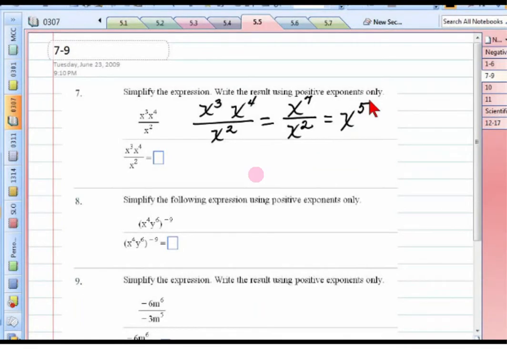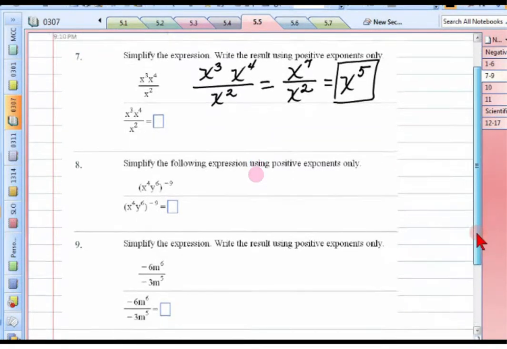The last rule is negative exponents. Are there any negative exponents? Problem done. Could you have done it differently? Probably so, and still gotten the right answer. I just encourage this order. There weren't any negative exponents in that problem. Okay, let's look at number 8.